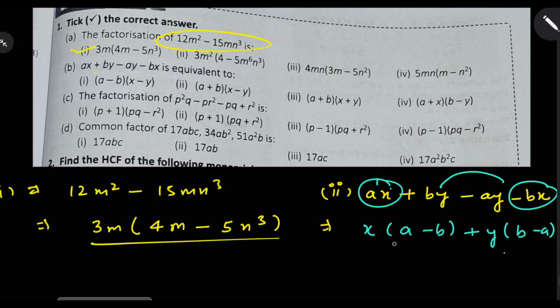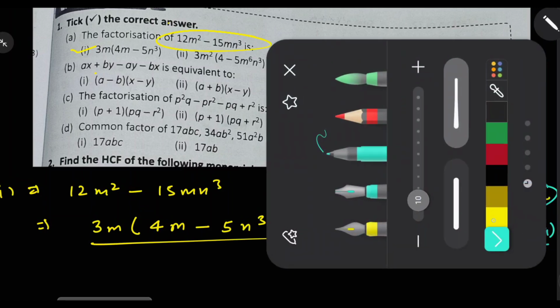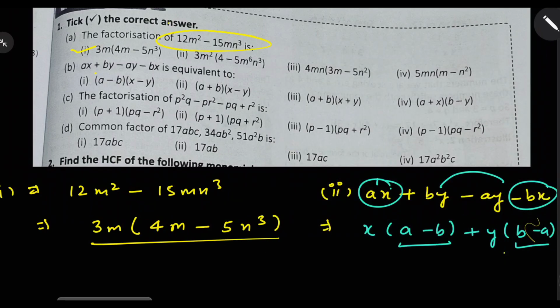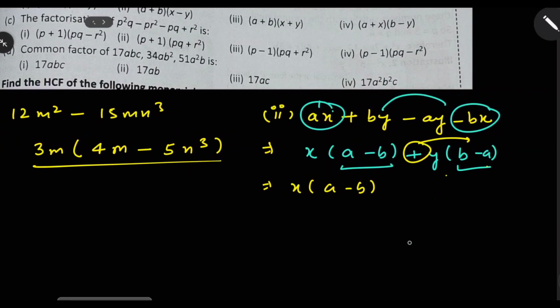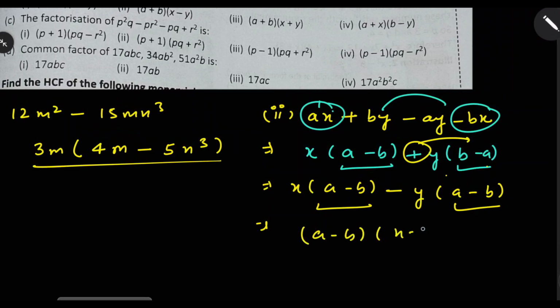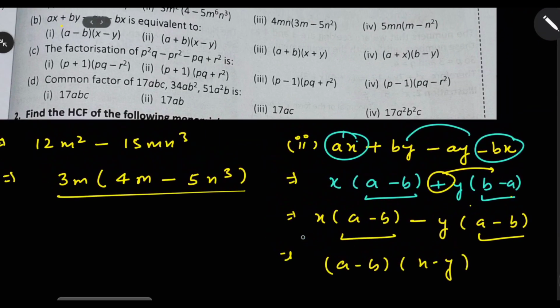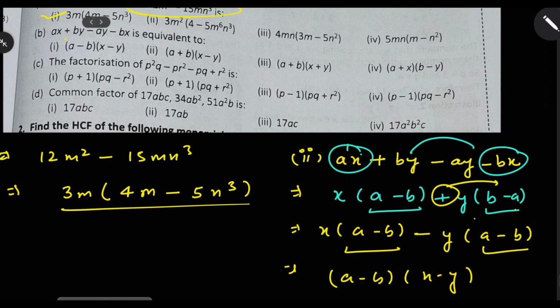Still, as you can see, it is not matching. So what we will do is take minus common from here. So we will have x times a minus b, minus y times a minus b. Taking a minus b as common, we get a minus b and x minus y. Is this present in the options? A minus b and x minus y. Yes, option number 1 is correct here.